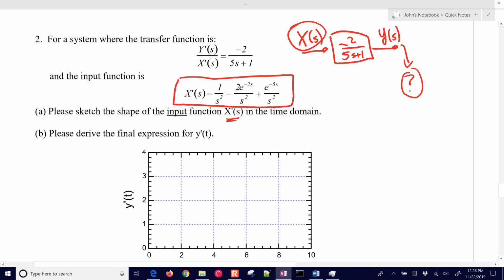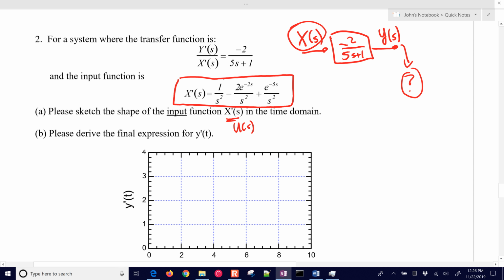Let's sketch the input function, x of s. This is an input signal. Sometimes we use u of s, which we commonly use to denote an input, but in this case it's just x of s. You can ignore the prime there. That just means deviation variables. We normally drop the prime, but just to be very clear that this is in deviation variable form, we put the x prime of s there.